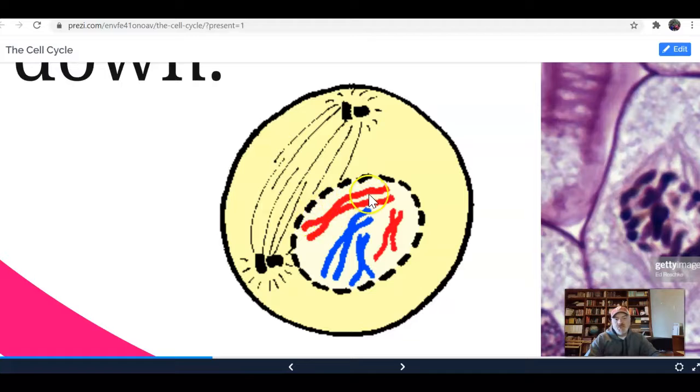So if we look at a couple of these images here, this shows you this one chromosome has replicated into two sister chromatids. So these two chromatids here are identical to each other. These two are identical to each other and so forth. And you'll notice the membrane starts to break down, the nuclear envelope.